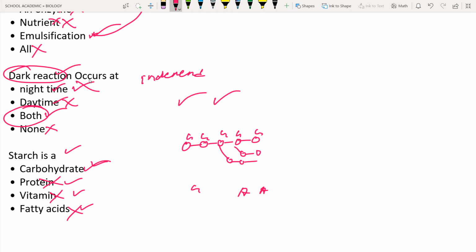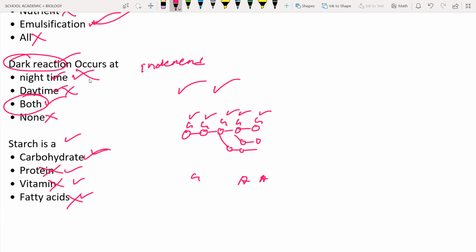Starch is a carbohydrate, but it is a complex carbohydrate. Why is it complex? Because many glucose molecules are joined together. These glucose molecules are simple sugars, and these simple sugars joined together form a complex carbohydrate known as starch. Okay, so that is about this.